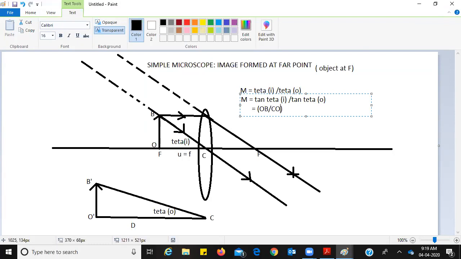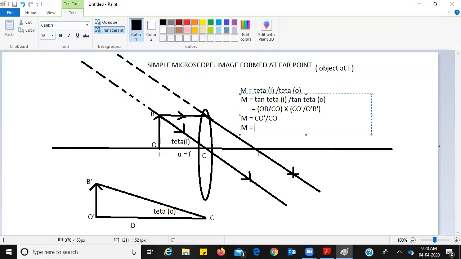You can make it into one step, like Siddharth told. That's better. Then C O dash by C O dash, C O dash O by O dash B dash. O dash B dash is the same as OB, so it gets cut. Finally it comes as C O dash by CO. We substitute the values, and you get the answer.